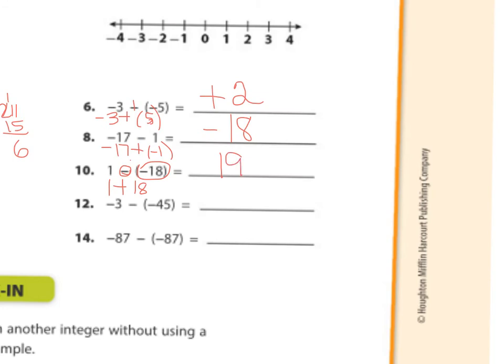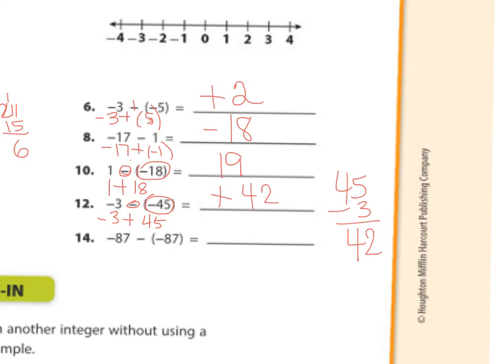Number 12. Keep, flip, change. So keep negative 3. Flip this to positive. And change negative 45 to positive 45. Now we have negative 3 plus 45. What do we have more of? We have more positives. How many more positives than negatives do we have? 45 minus 3 gives us 42. And that's our answer. We have 42 more positives than we do negatives.